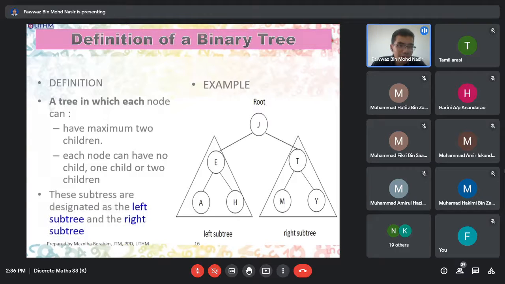Okay, these subtrees are designated as the left subtree and the right subtree. Okay, jadi daripada binary tree ni kita boleh designate each of the subtree tu as the left subtree. Okay, mana-mana subtree on the left hand side is the left subtree and the right subtree, the subtree on the right hand side. Okay, so the left subtree for root J is this one, the right subtree for root J adalah this one.